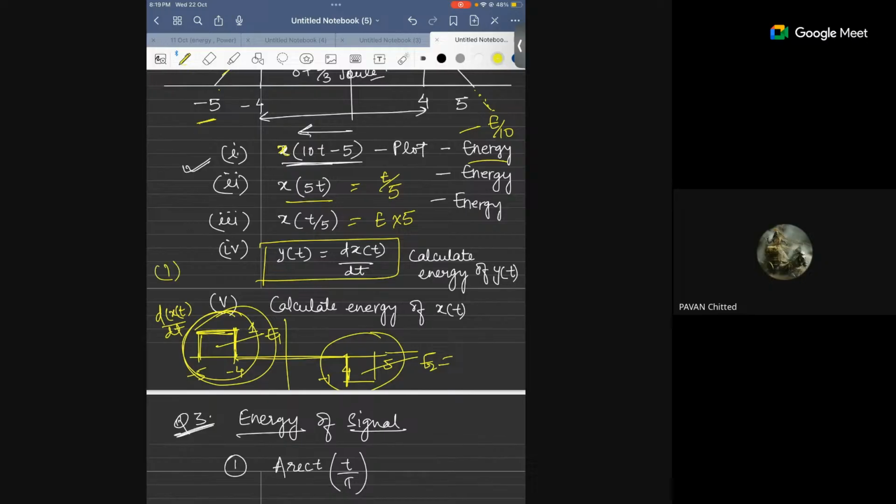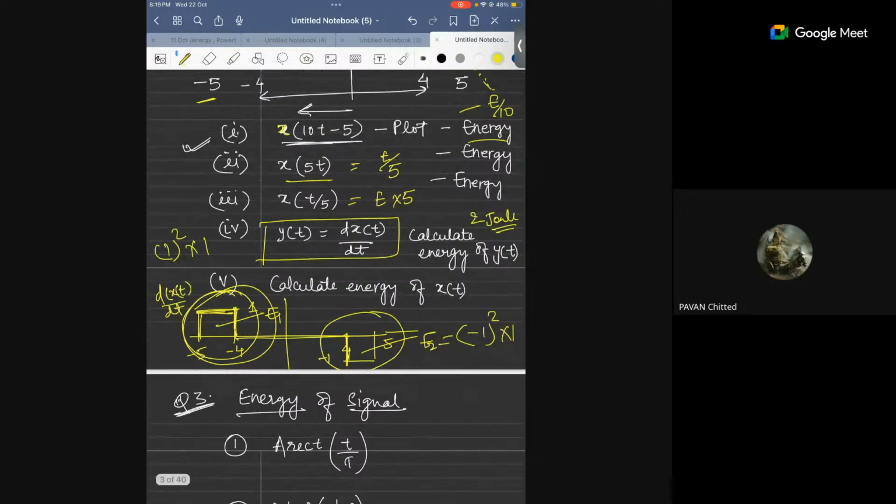This will be 1 square times 1, correct? And here it will be minus 1 square times 1. So you'll be having 1 plus 1 equals to 2. Anybody has any doubt in this? You can just let me know. No, right? Okay. And you already have calculated the energy for xt.